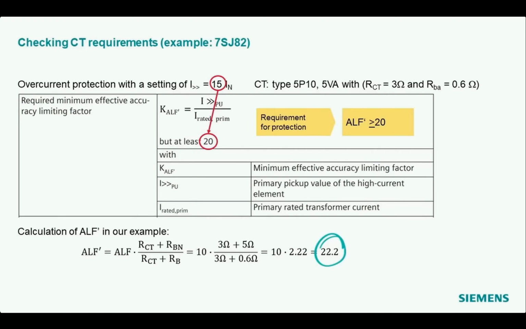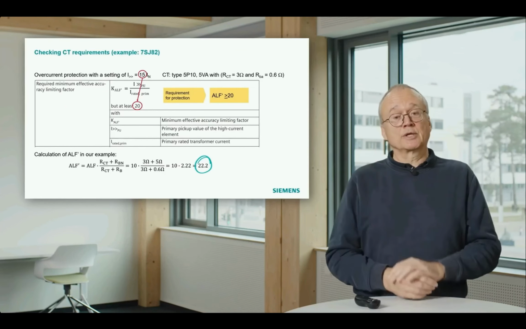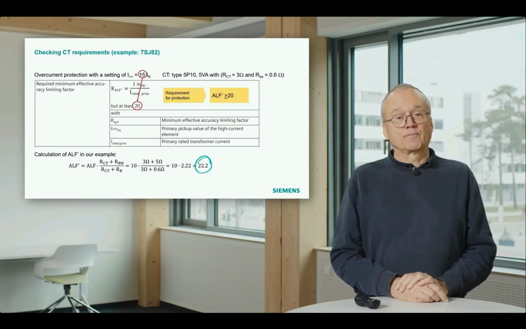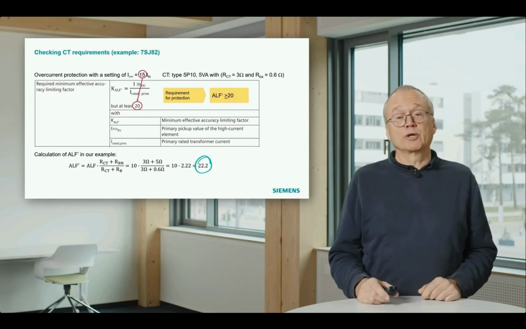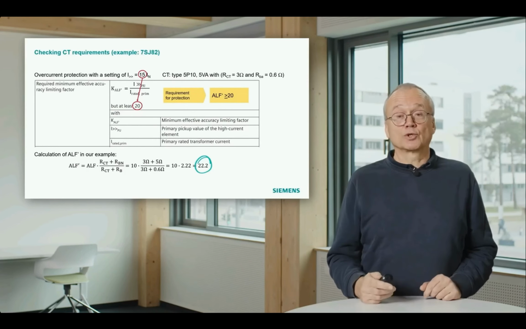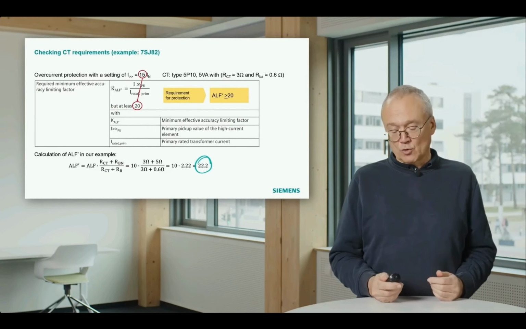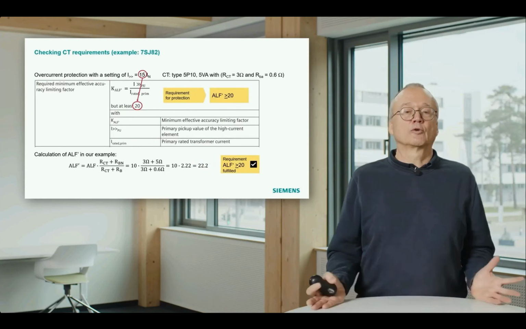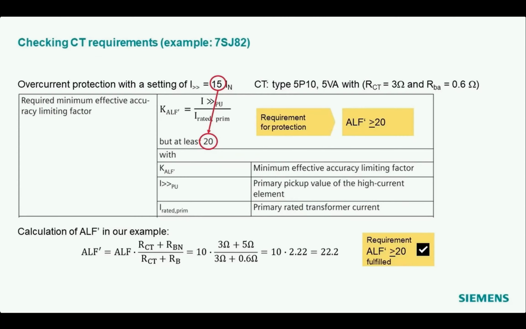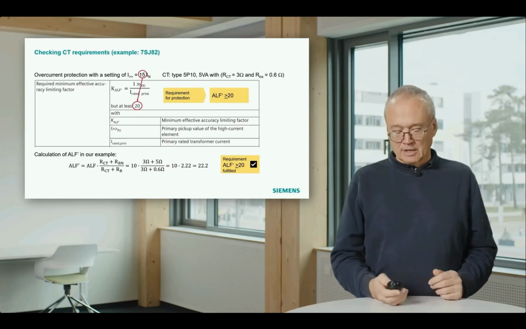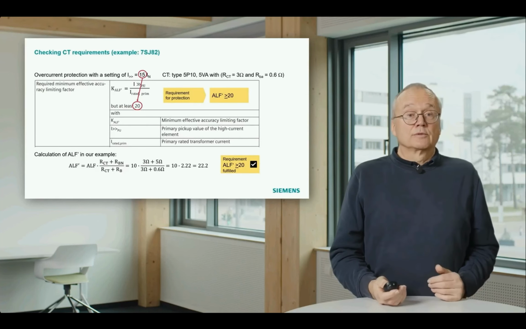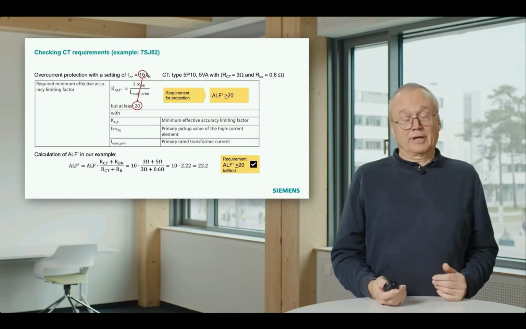That means as a result we get, if we use this current transformer with this burden, an effective or operational accuracy limiting factor of 22.2. The requirement was more than 20. 22.2 is higher than 20, so it's fine. The protection will work, and you can forget all these discussions about DC components and things like that. That was an example for overcurrent protection.